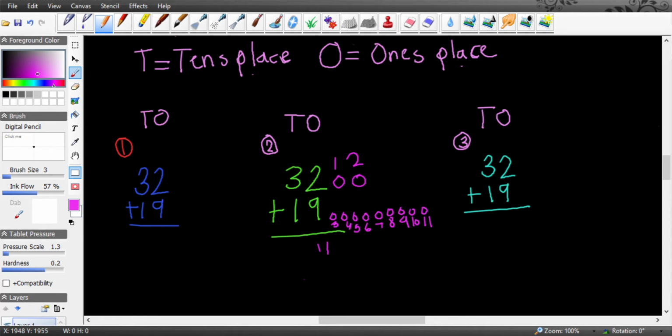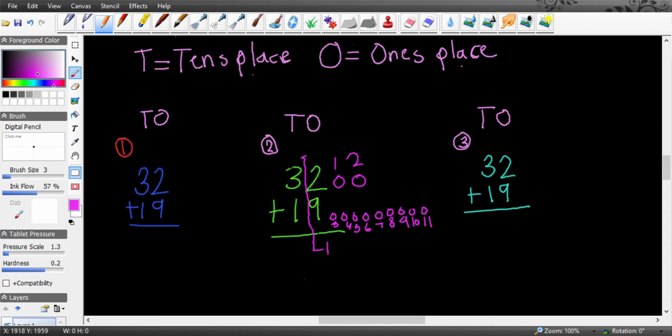No. You see what mistake I did there? We're not going to put down the 11. We're going to carry the 11. We're going to carry the tens place part over here.